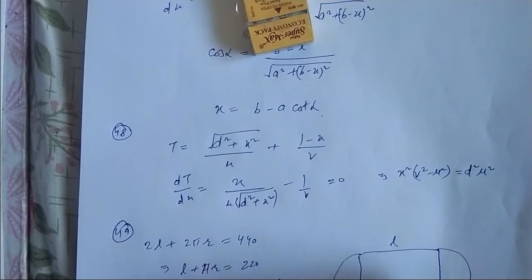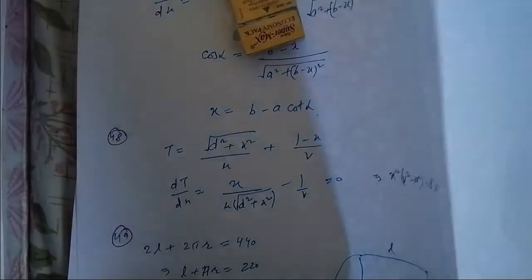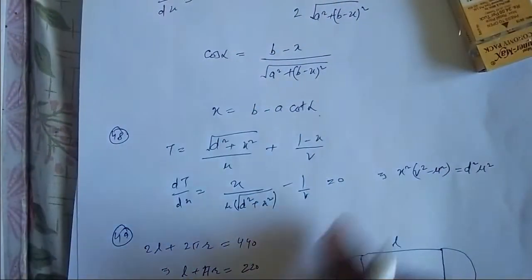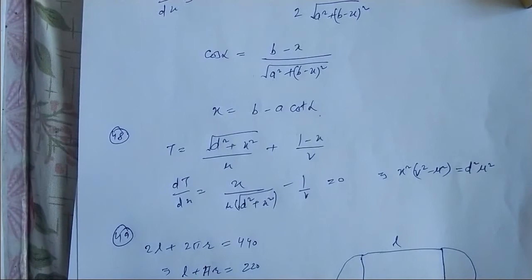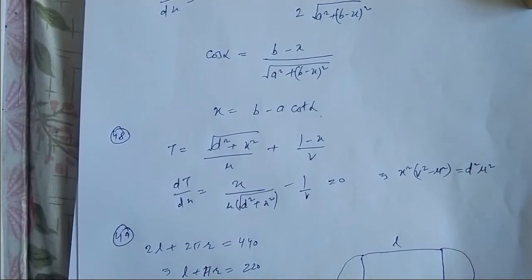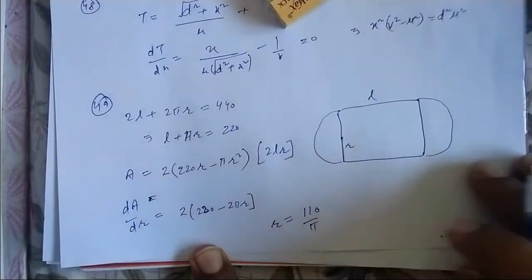Also we can calculate the area, which is 2lr. Now dA by dr is equal to 220 minus 2 pi r, and when this is equal to 0 we can calculate r is equal to 110 by pi. R is equal to 110 by pi.